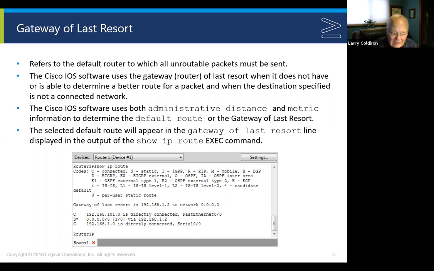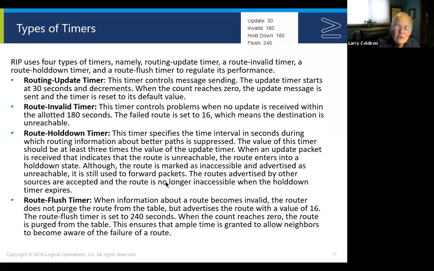So that says that for any network, the gateway of last resort, where we're going to send it, the default gateway, is that location. We at least alluded to some of these timers earlier in the little summary at the top there. The update every 30 seconds. Invalid after 180 seconds, 3 minutes. The hold down, 180 seconds, and then the flush timer after 4 minutes.